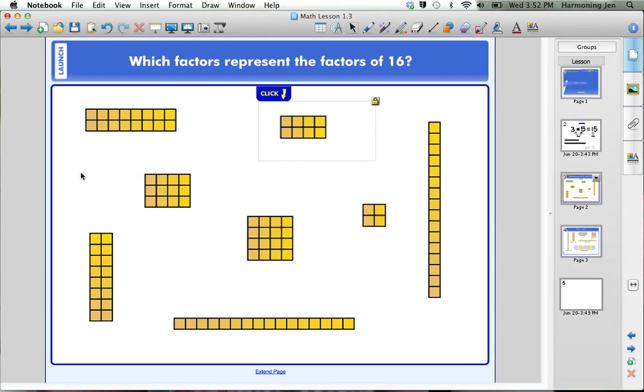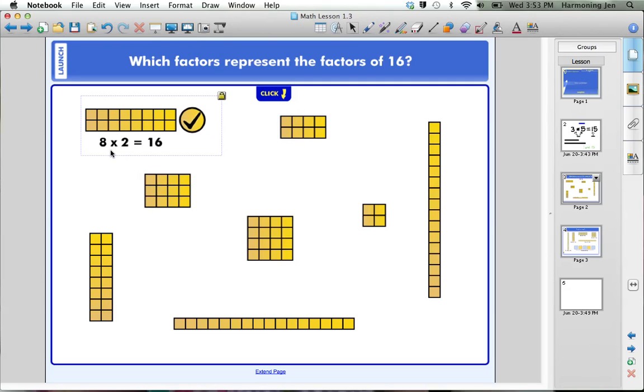Now let's take a look here at some arrays, and I want you to think about which arrays have factors that represent the factors of 16. Okay, right here we have an array with 2 rows, and there are 8 in each row. So it's a 2 by 8 array. Does that represent the factors of 16? Yes, it does, because 8 times 2 equals 16.